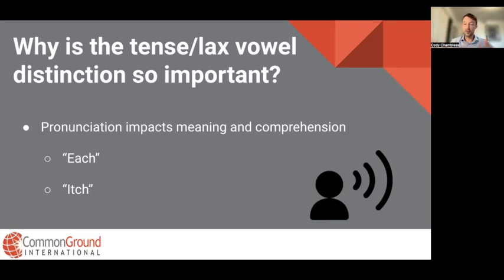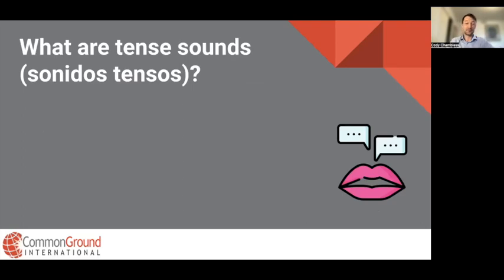I think as language learners, we all have examples and stories of when we had a small miscommunication or a very small pronunciation difference, and it led to a huge communicative difference. I know I do. So let's think about some of these tense sounds, or sonidos tensos.